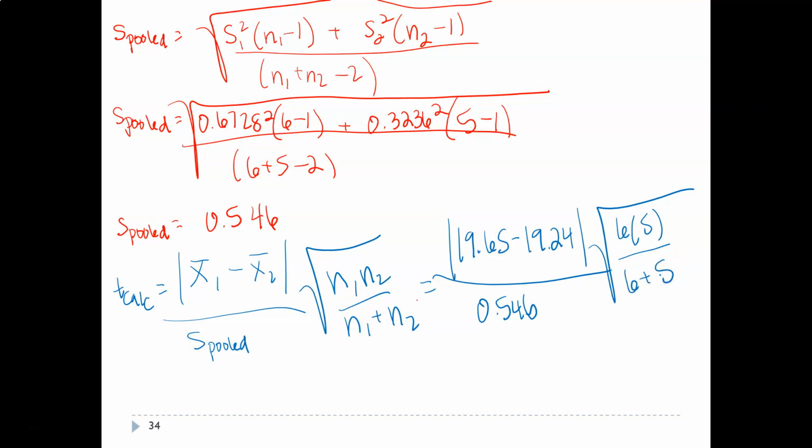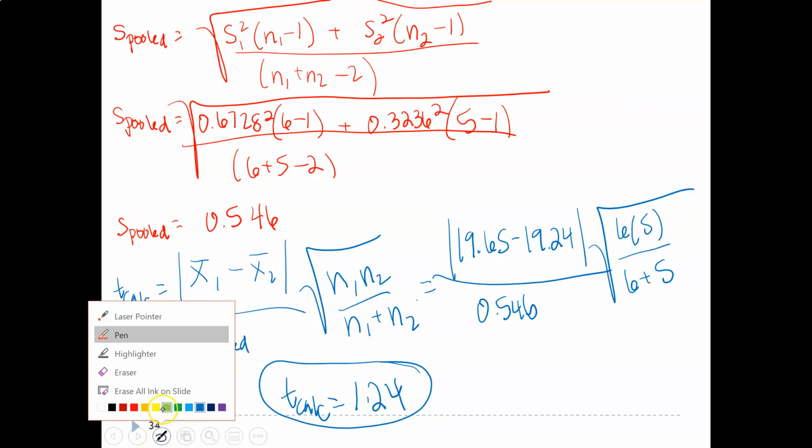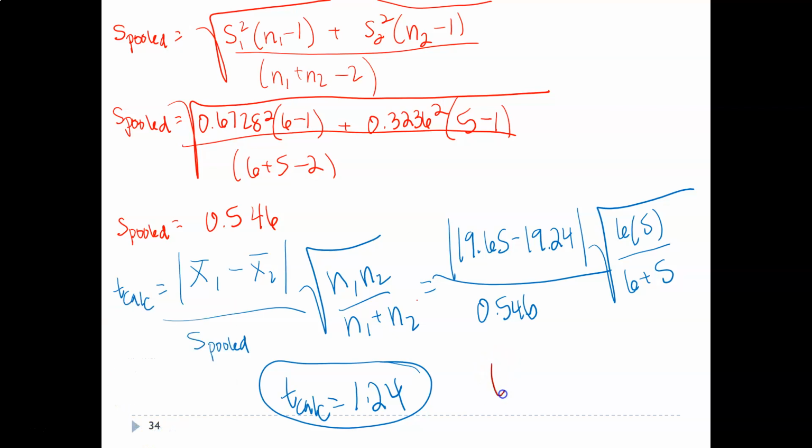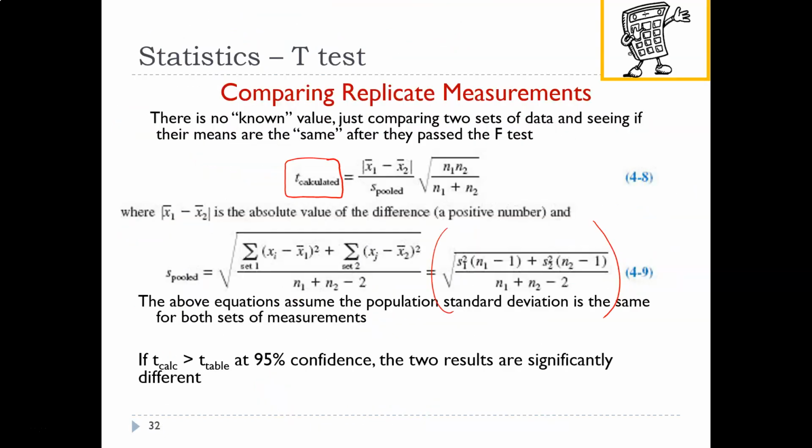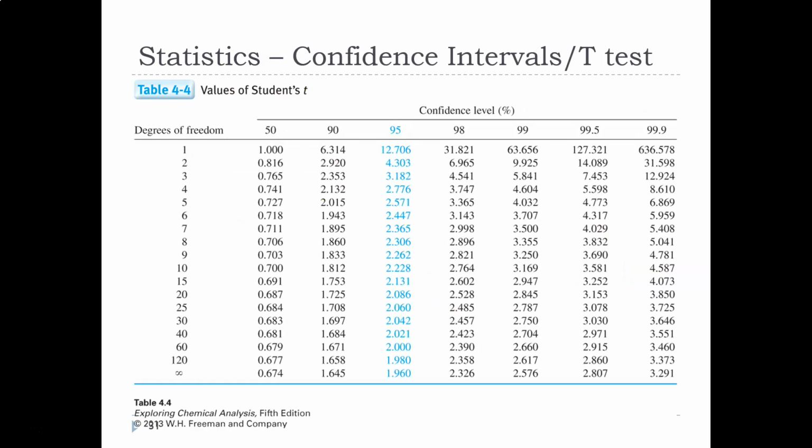So, do my math. And what I got for T-calc is 1.24. Okay, so that's my T-calc. That's awesome. To know my answer though, to know what is true, I need to know the T-table. Okay, so I can compare them. I have to know the T-table. So let's go back to the T-table.